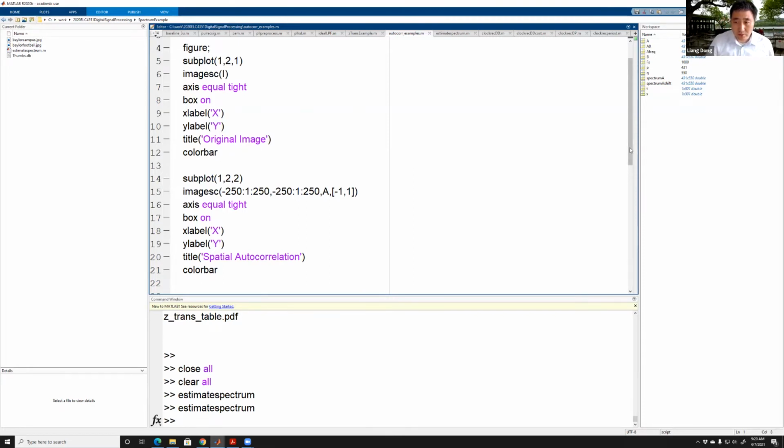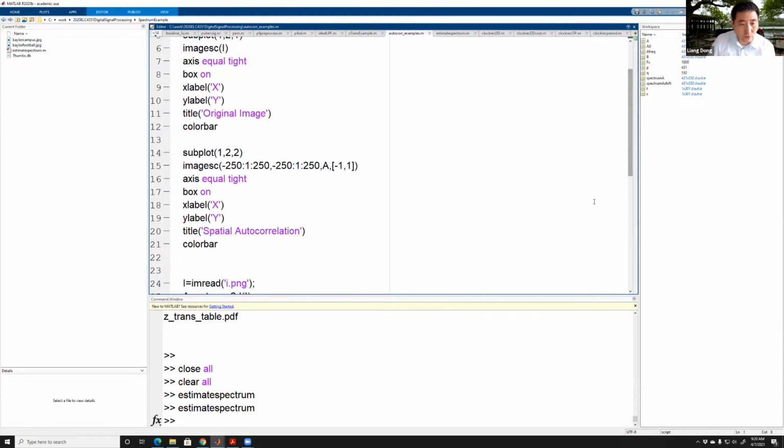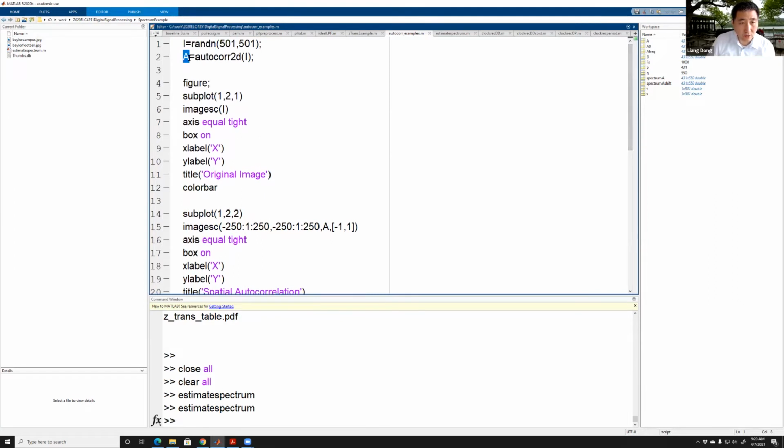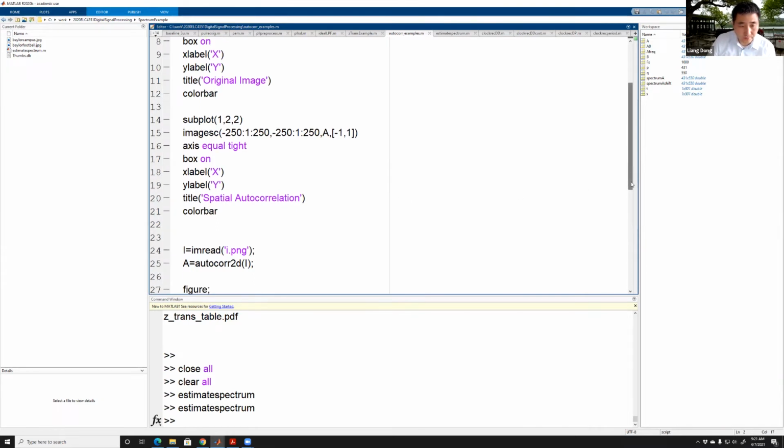So I'm also using a color bar to indicate this value. On the second plot, what I'm going to do here is a spatial correlation. So I am plotting A here. A is the autocorrelation of my original image I. I'm plotting A here and making sure it's the same size. I'm just moving it to negative 250 to 250, making sure it's in the middle. And then the title is spatial autocorrelation.